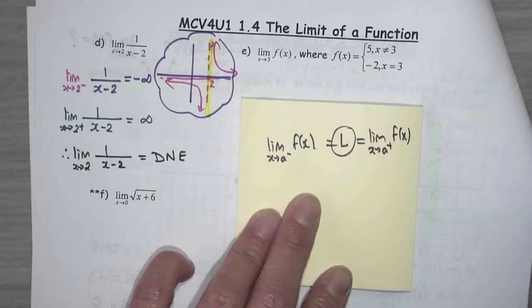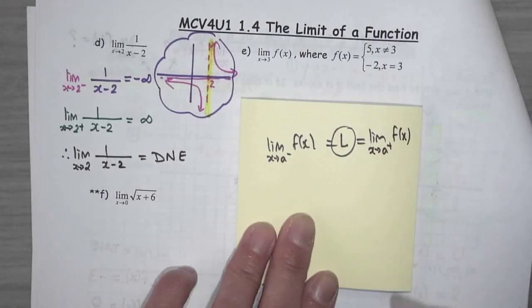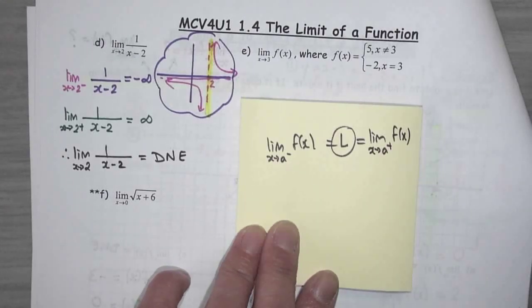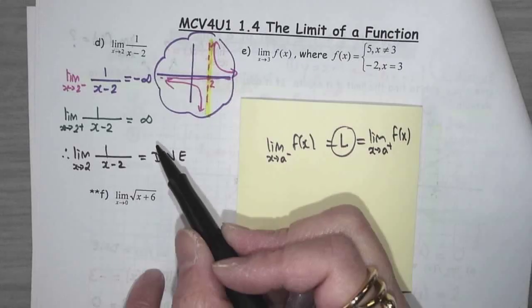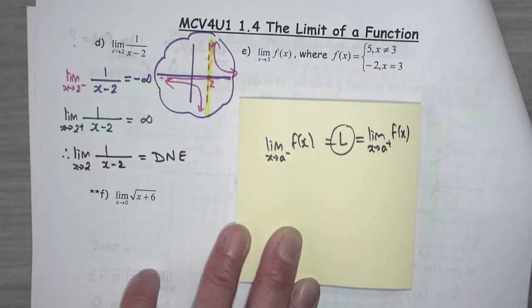So when it's a reciprocal, it's always DNE? No. So the question is, if it's a reciprocal, does the limit always not exist? I was going to get to that, so give me one second. Okay, does that make sense? Whether it's infinity, negative infinity, or both infinity, the limit does not exist.